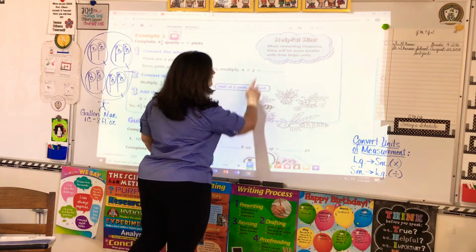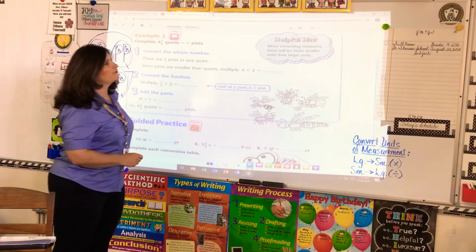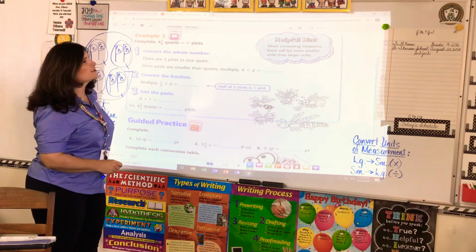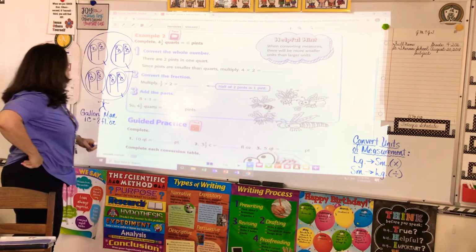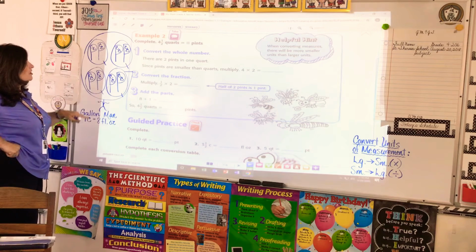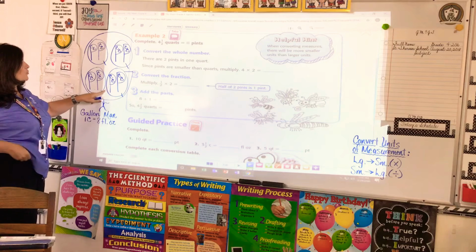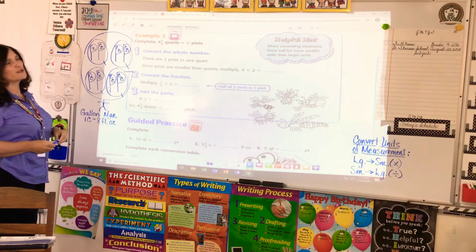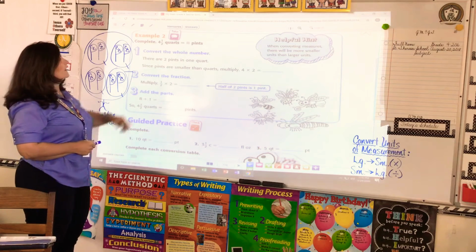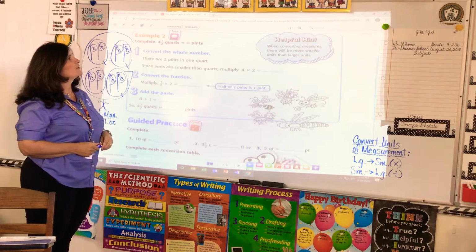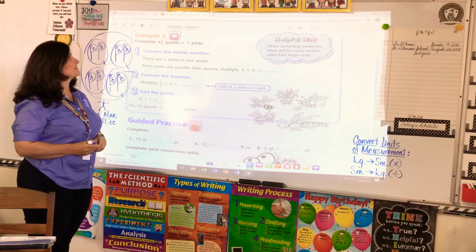A helpful hint here, we don't want to ignore those. When converting measures, there will be more smaller units than larger units. Here's our Gallon Man. There are a lot more of the smaller, because we go from cups to pints to quarts to gallon. Complete: 4.5 quarts equals blank pints.